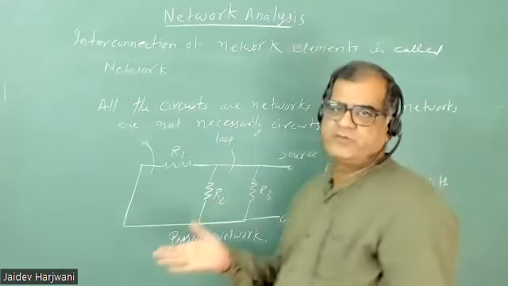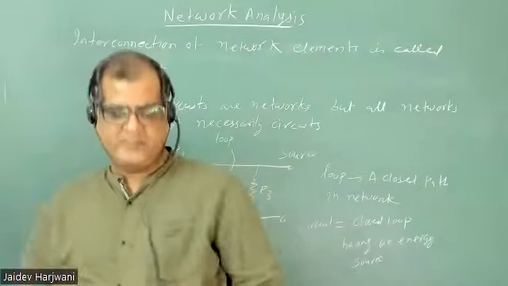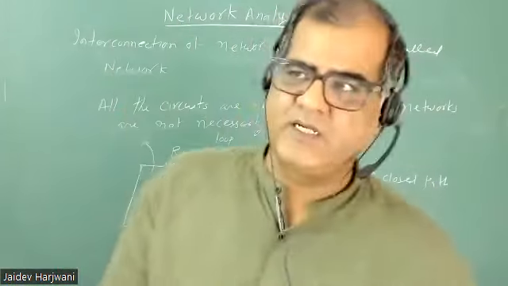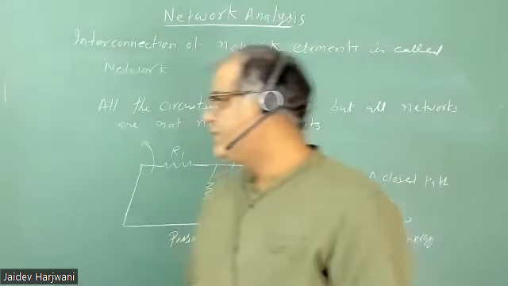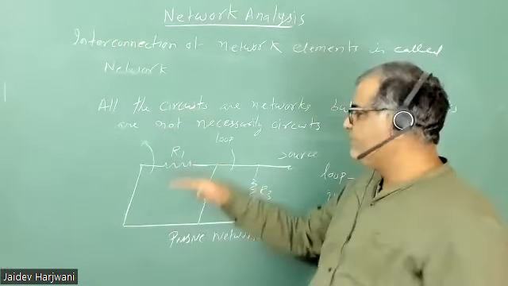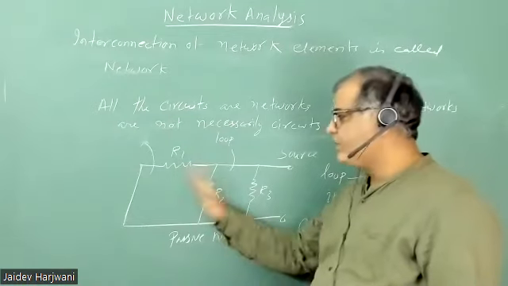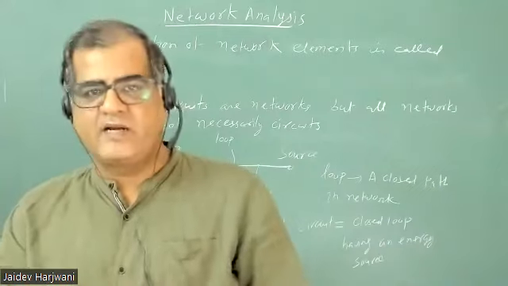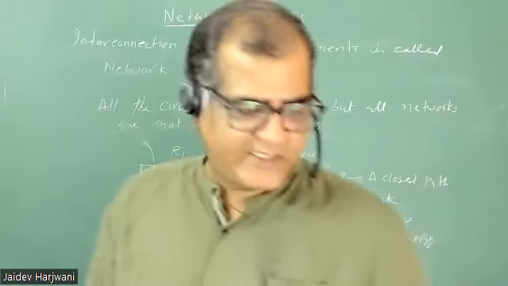You can assume a network is a set, and a circuit is just a part of this set, or you can say a subset. So a network can be without a source, but a circuit cannot be without a source. That is the difference between a circuit and a network. I hope the definition is clear.